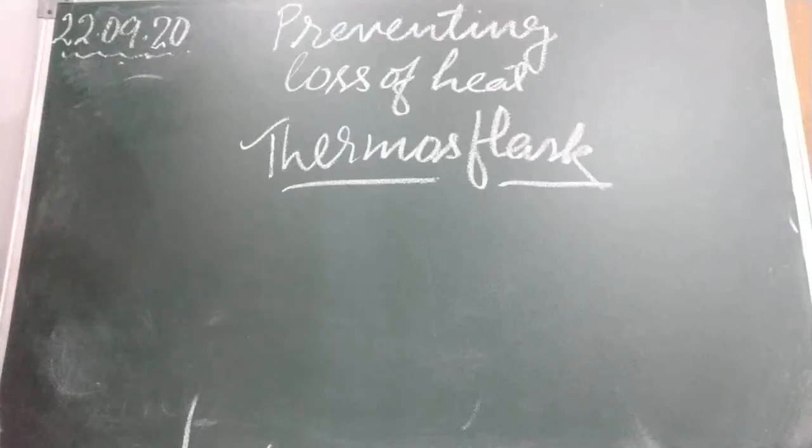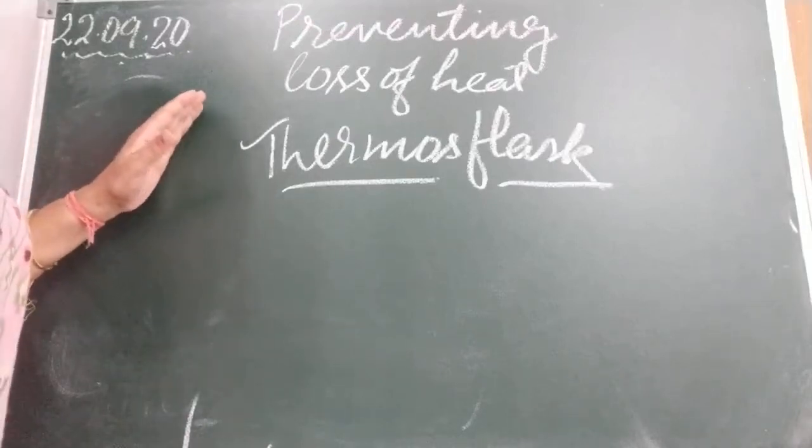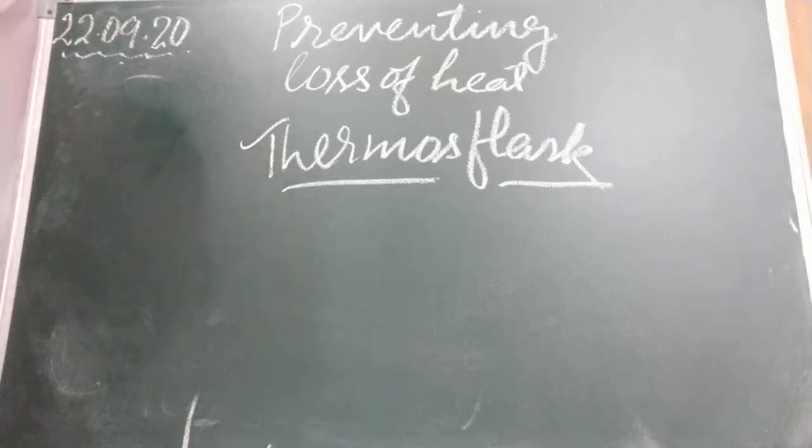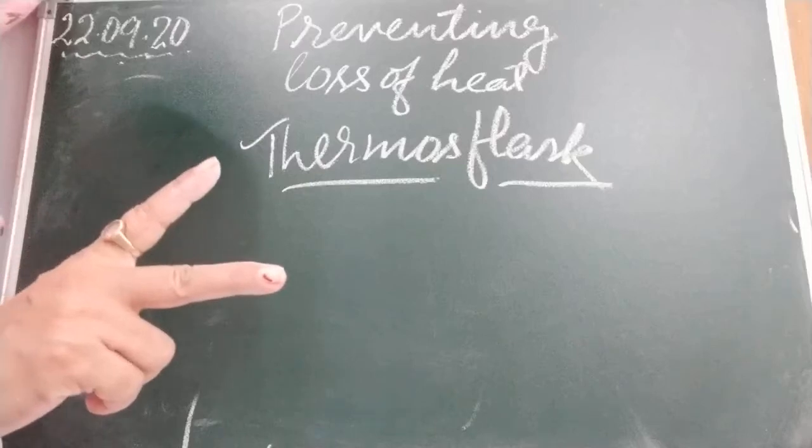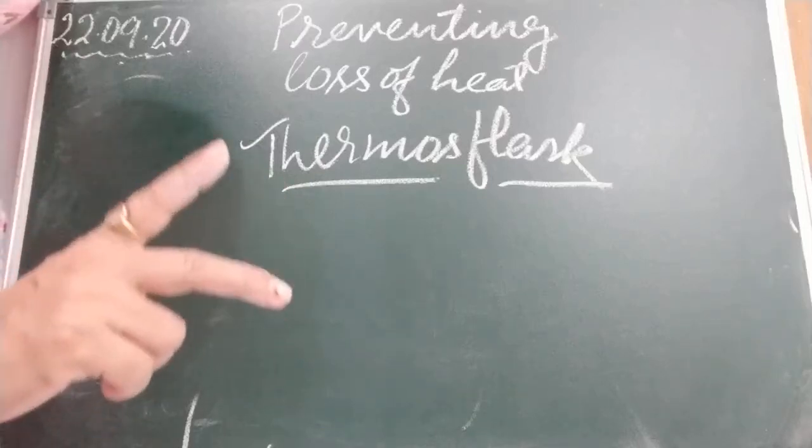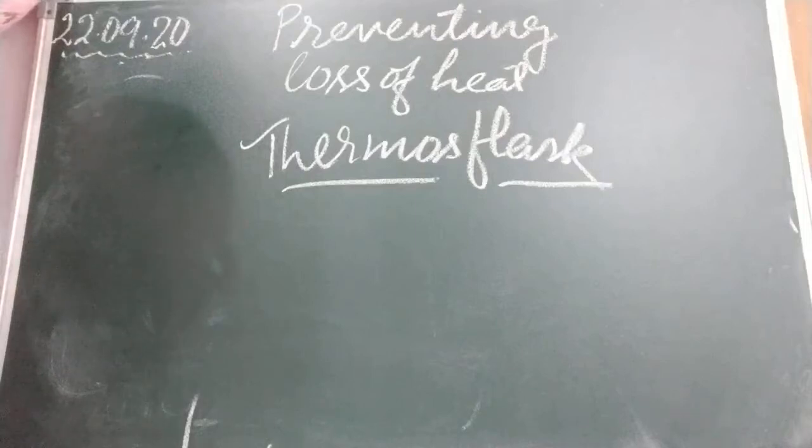Children, now we are going to discuss preventing loss of heat. The best example is the thermos flask. I am going to explain it to you. You know the outer covering and the cap are made of what? Plastic, so that heat cannot move out by conduction. The inner jar is a double-walled bottle made of glass or stainless steel. The space between the two walls is vacuum. So what two processes cannot take place because of vacuum? Conduction and convection. So heat loss due to conduction and convection is minimized.